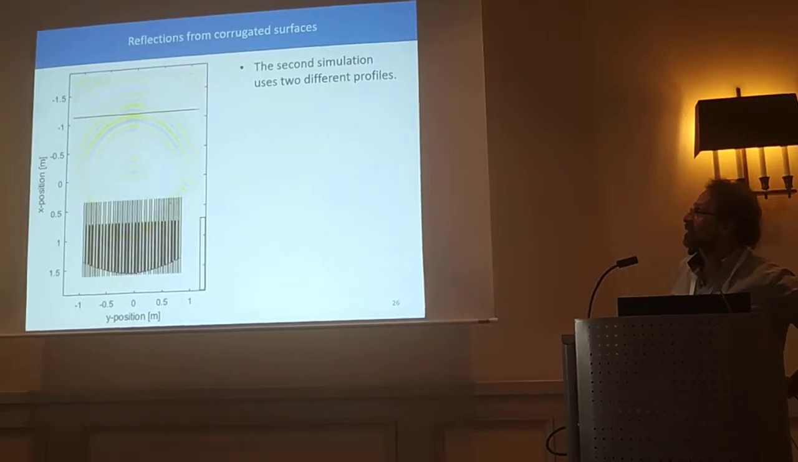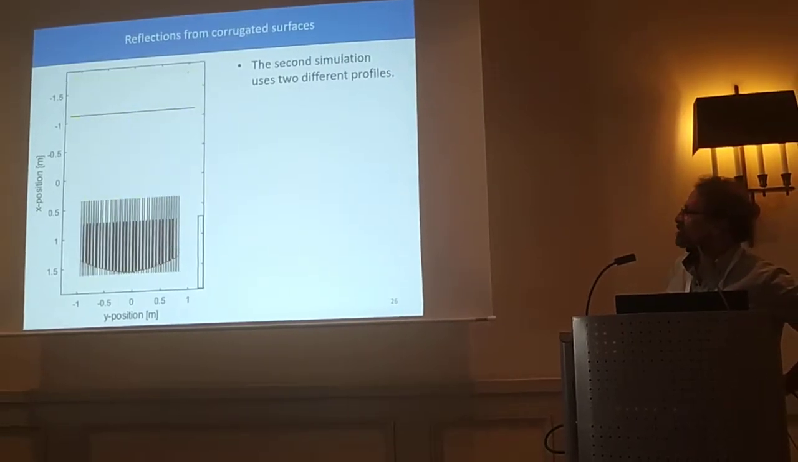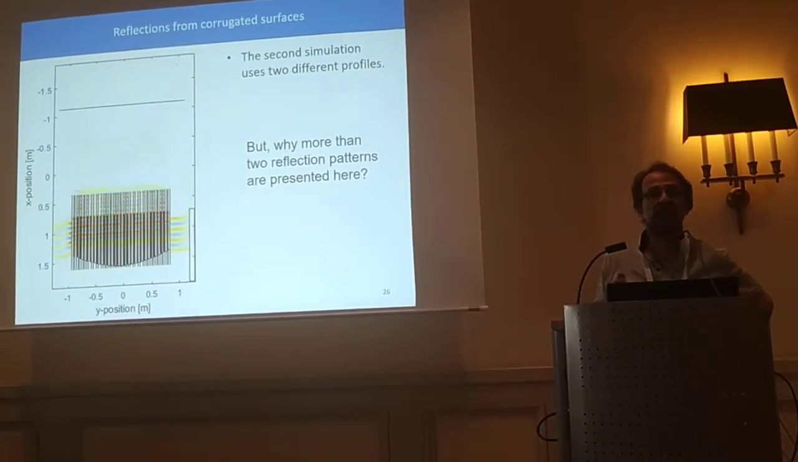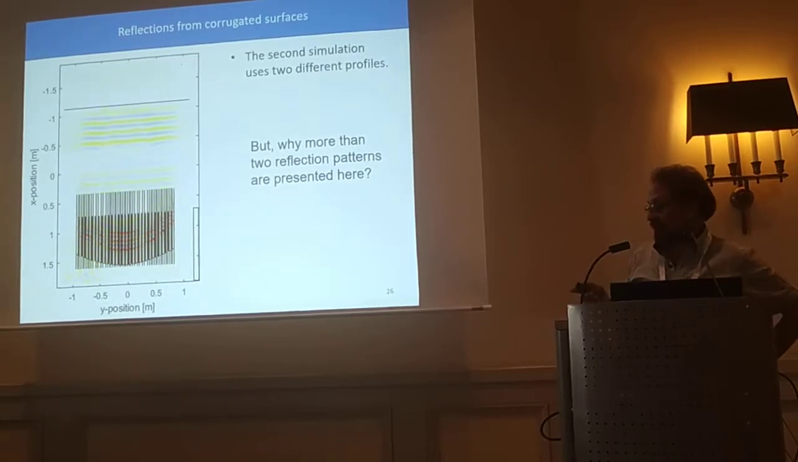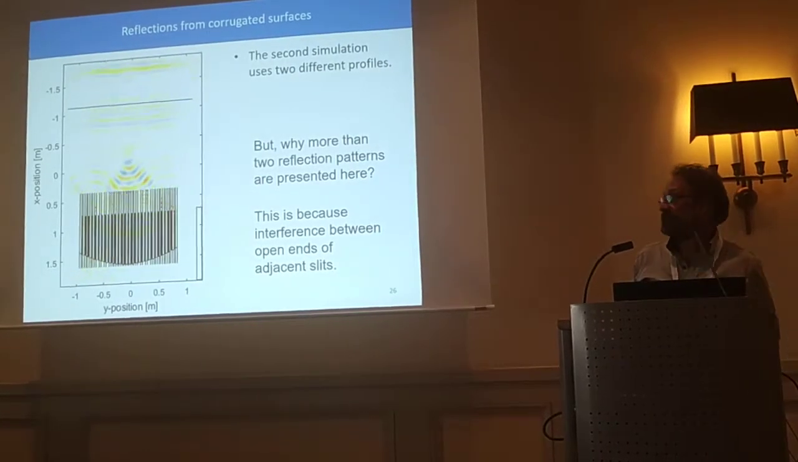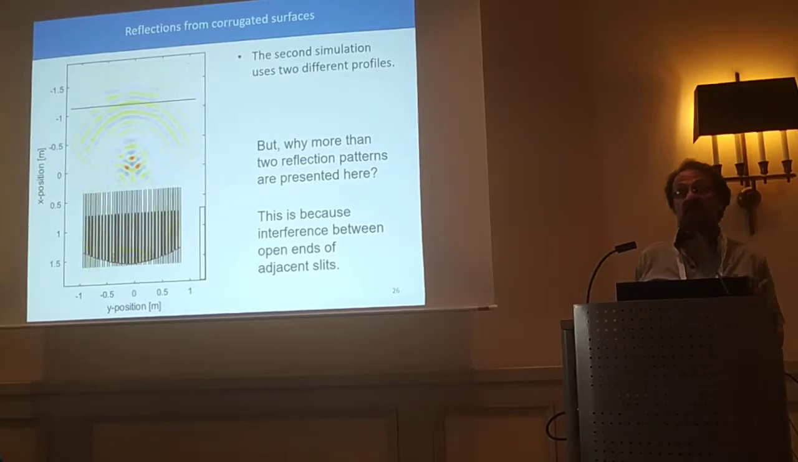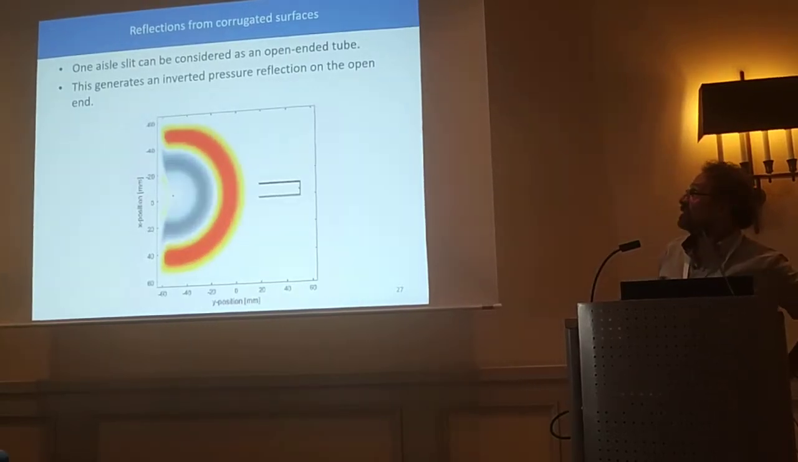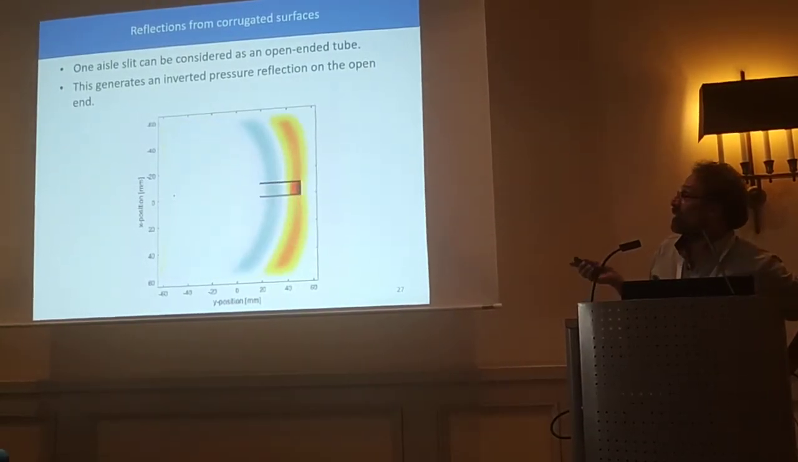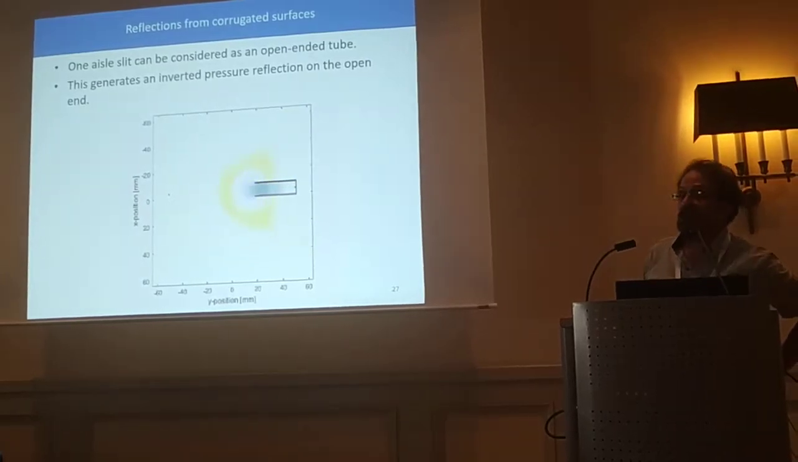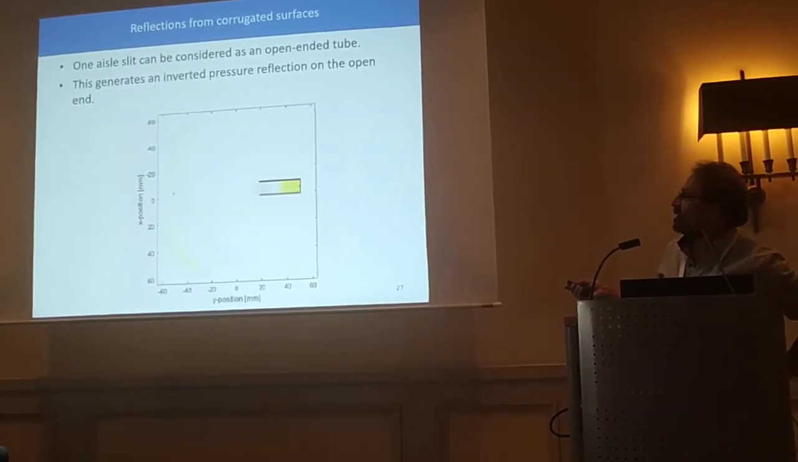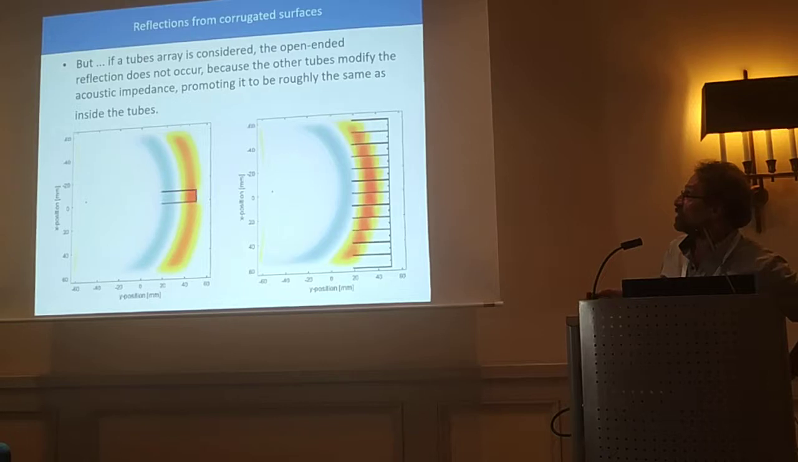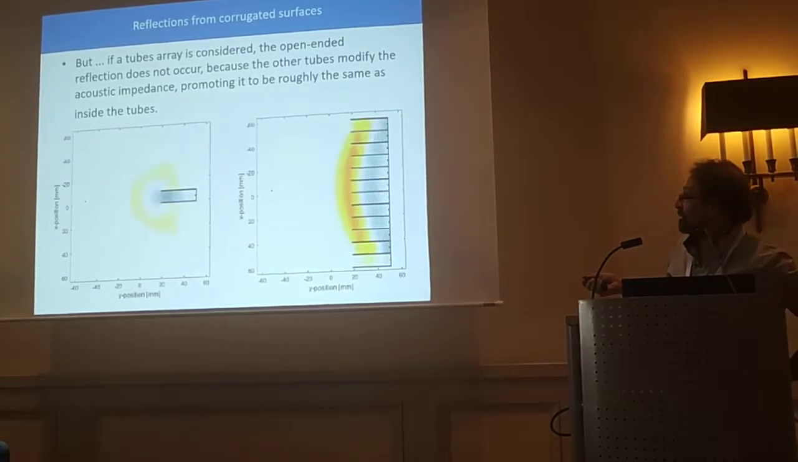This was the complex reflection pattern shown at first. But why are more than two reflection patterns presented here? Well, this is because of interference between open ends of adjacent slits. One adjacent slit can be considered as an open-ended tube. This generates an inverted pressure reflection on the open end, as is well known. But if a tube array is considered, the open-ended reflection does not occur because the other tubes modify the impedance.